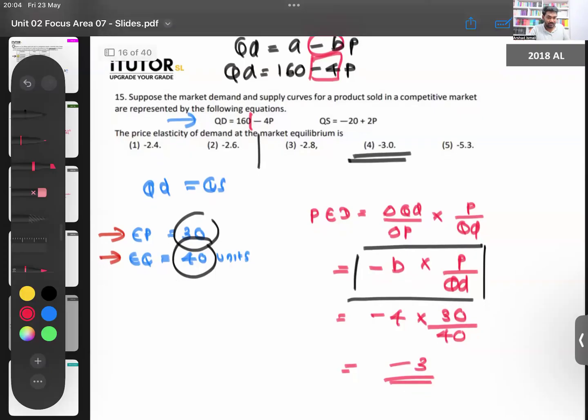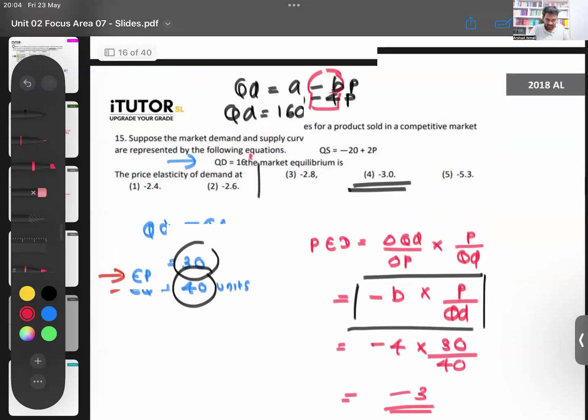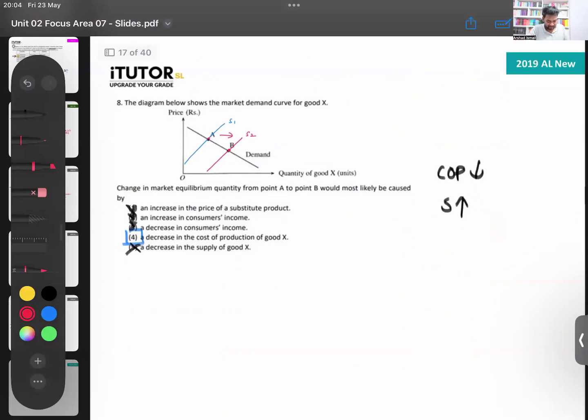This one can do, sir. Drawing part is a bit confusing. Drawing part is not confusing. If you have memorized, definitely it will be confusing. Okay, so 8 is done.